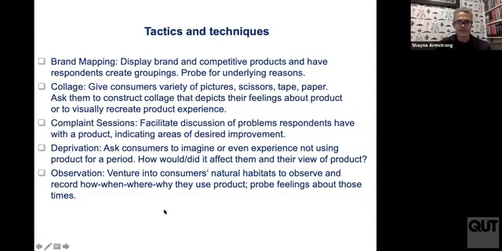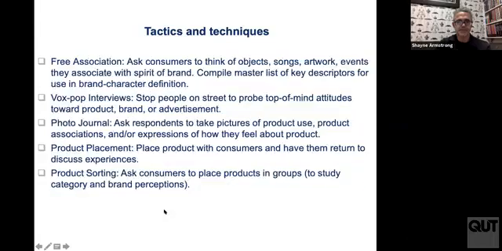What else? Okay, free association. Ask consumers to think of objects, songs, artwork, paintings, anything that they associate with the brand. So it's just top of mind, word association. Again, these techniques come directly from behavioral science, from psychology, from therapy. Vox pop interviews, so just stop people on the street and ask them top of mind questions. Please don't do this for your assessment. We don't want to get complaints from people.